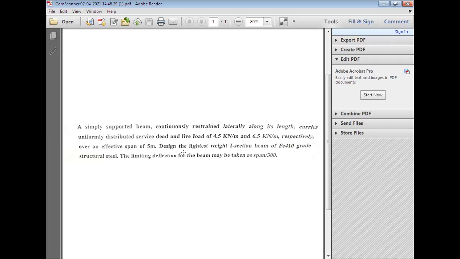The section is already given. It is the lightweight I section, and the grade of steel is Fe410. The limit deflection for the beam may be taken as span by 300. In this sum, we have to calculate the deflection and check whether the given section satisfies the above loading condition or not.